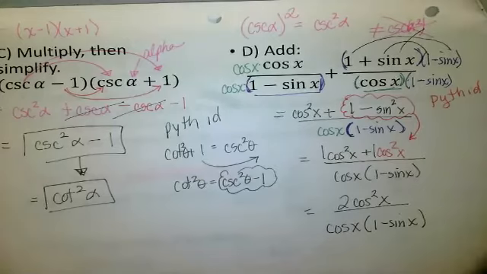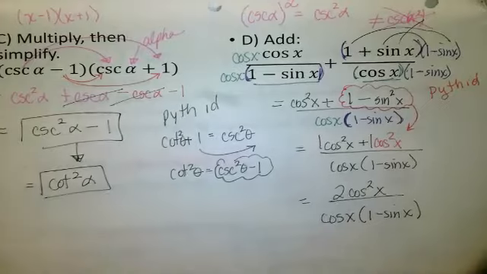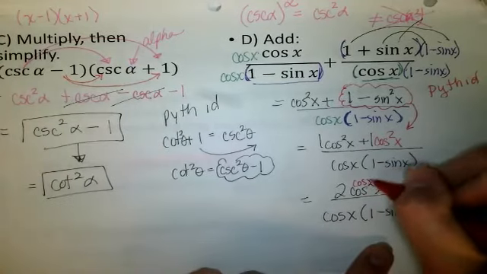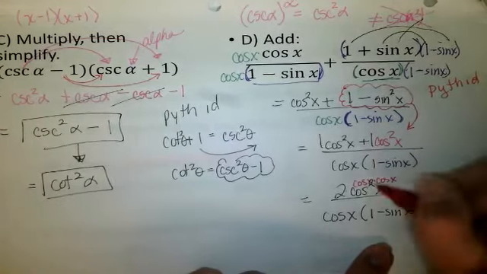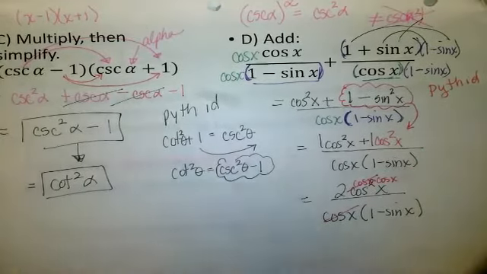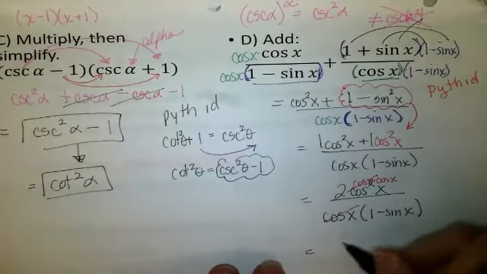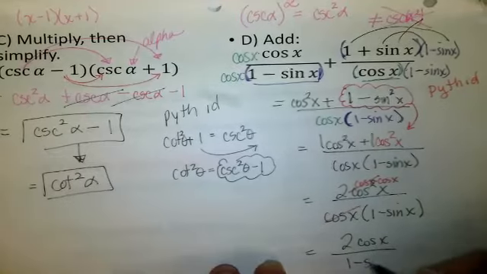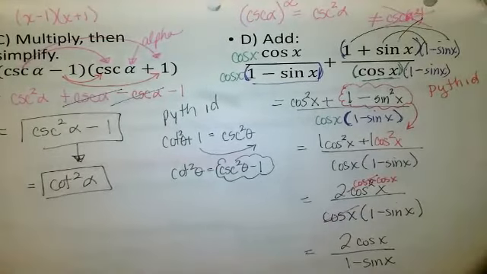All right, and then what do you think you can do? Can you reduce it? Yes, you can reduce it. This cosine squared of x is really cosine of x times cosine of x. So we've got a cosine of x on top and a cosine of x on bottom. And you can reduce those. And that's going to leave a 2 on top with a cosine of x to the first power. And then just 1 minus sine of x in the denominator.